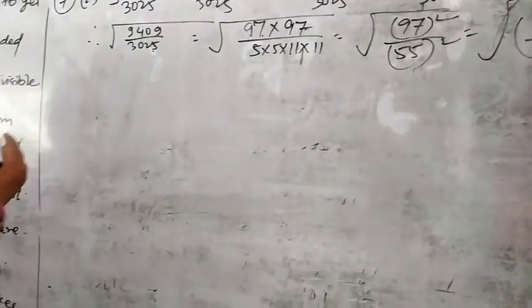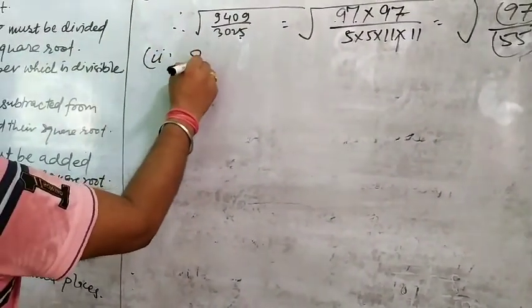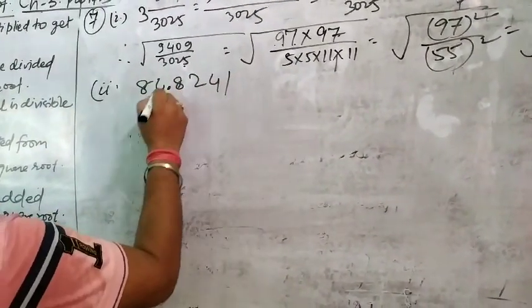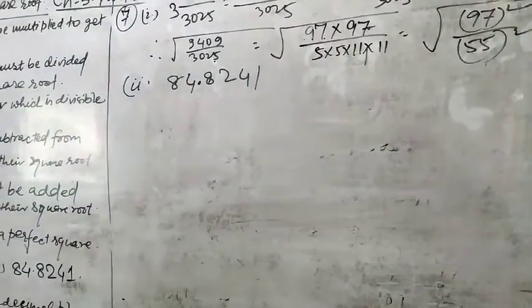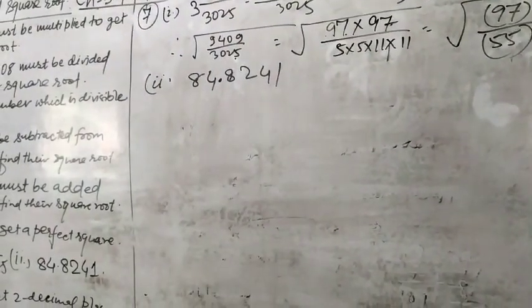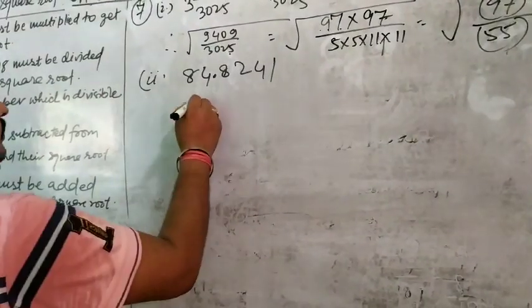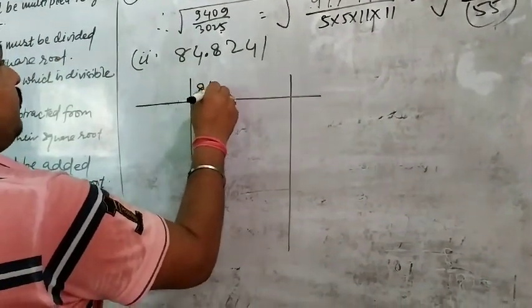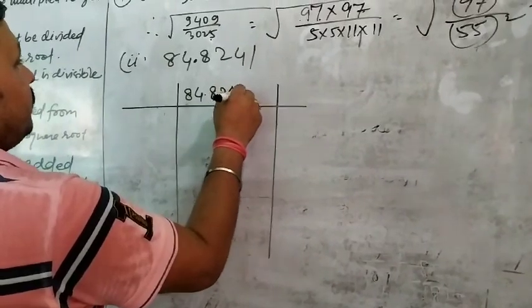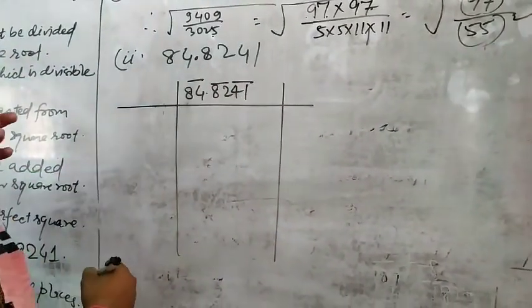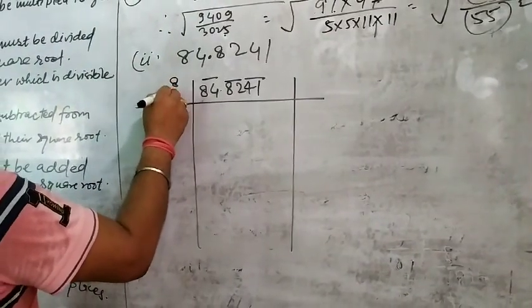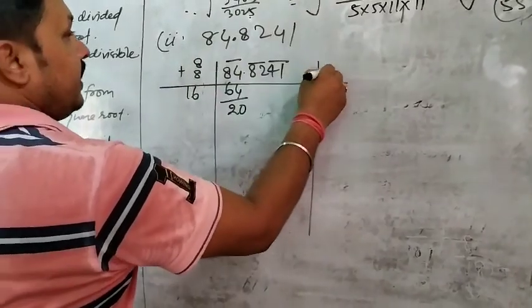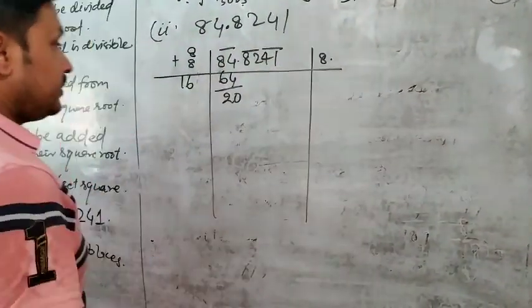Your next question is 84.8241. It's in decimal form. So how can we convert it into the square root? Make pairs: 84.8241, 2 pair, 2 pair, 2 pair. 9 9s are 81. We got 3. Here is the decimal point, so we put the decimal here.